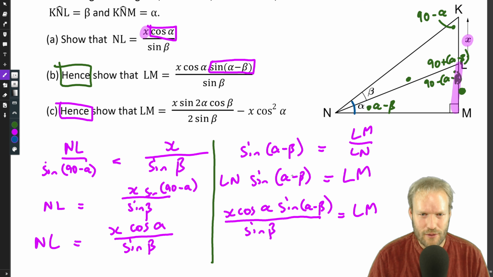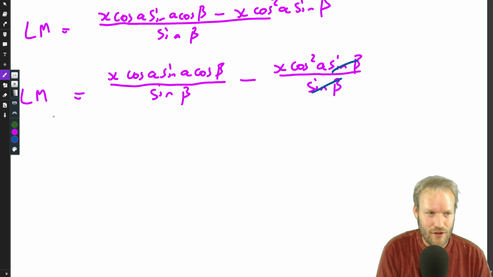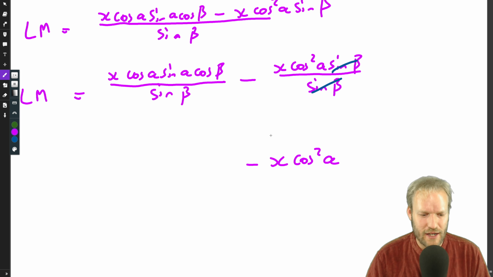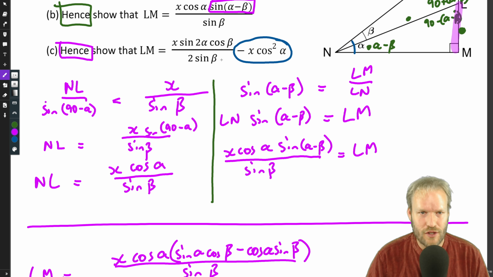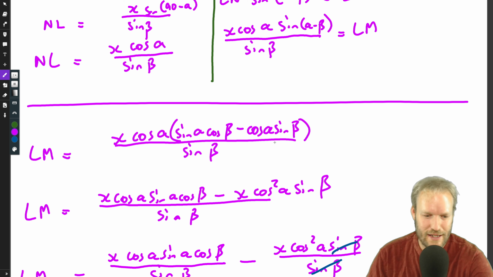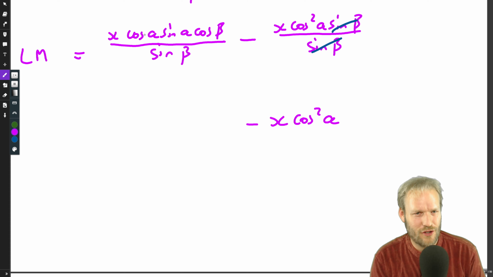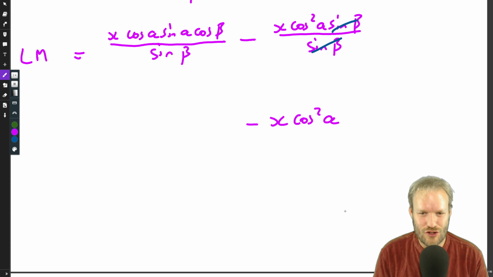Now, if you look back to where we're trying to get to, the second part is already done. So we can feel proud of ourselves because for the second part, there's nothing left to do. This is x cos squared alpha. So we just need to manipulate the first part. So we need to change that, hopefully, to this thing here. Well, let's see. There's almost like a little trick here. We've got cos alpha sine alpha, and we're trying to turn this into sine 2 alpha.